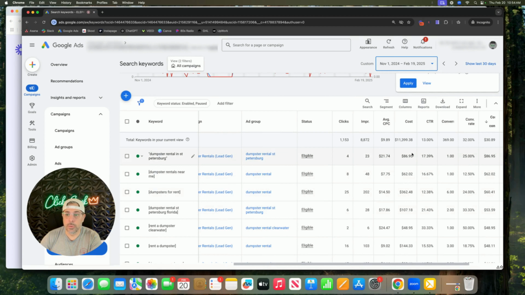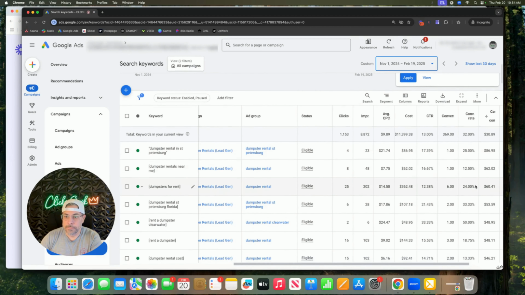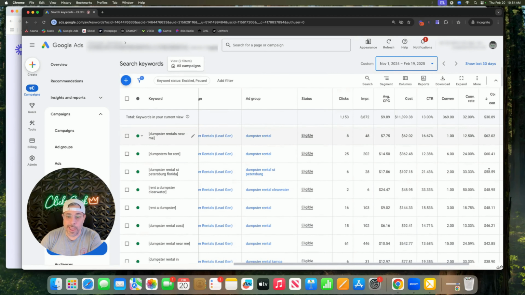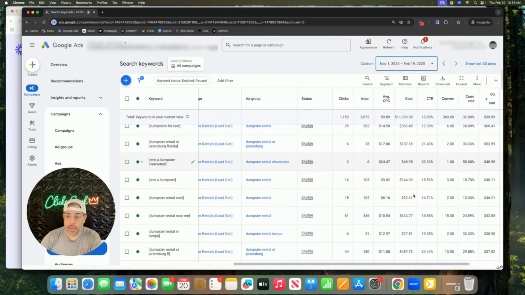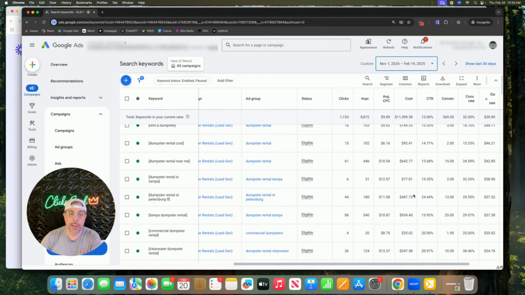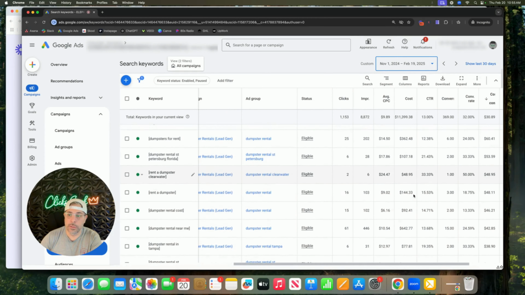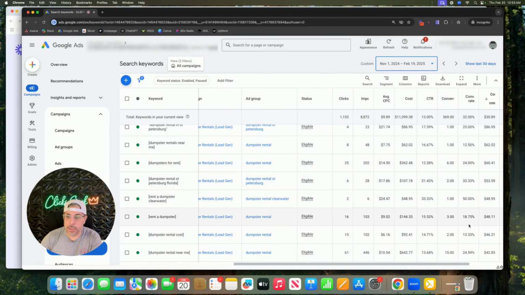So here's one. What is our date range here? Like 90 days, something like that, 3-4 months. Dumpster Rental, St. Petersburg, $86. I mean, it's only 1 out of 4, so I wouldn't even bother with that. So as of right now, I wouldn't really cut any of these keywords. Even that one that was high in the last 30 days, it's a fluke. It's probably averaging down somewhere in the $50 range anyway now.